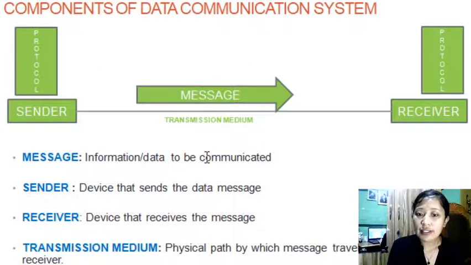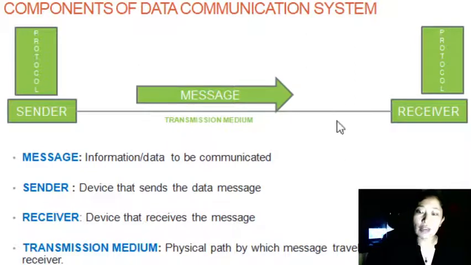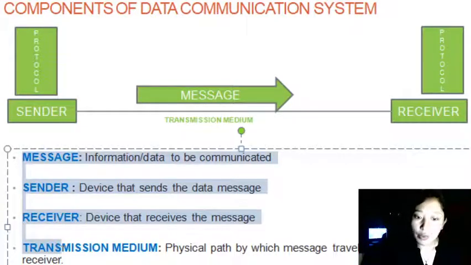If it is wired, then the message has to travel within that medium or cable, and if it is wireless, then the message can follow any path. There will be air in between, so it can follow any path to reach the destination. And the last one is very important, that is the protocol.